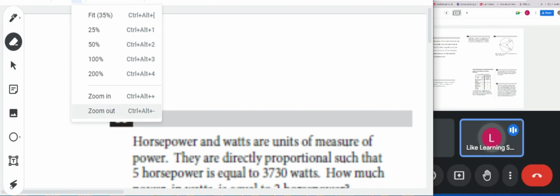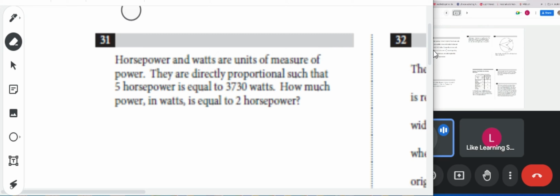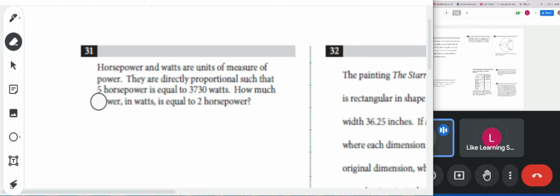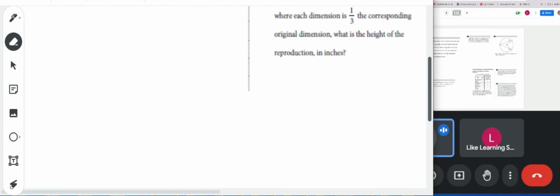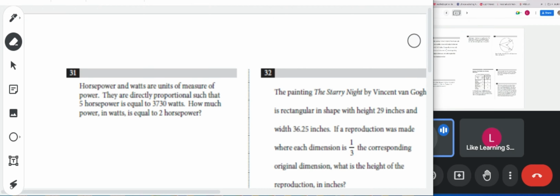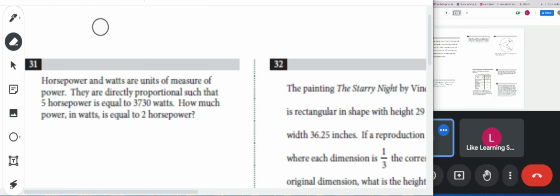Alright, let's read it out. Horsepower and watts are units of measure of power. They are directly proportional, such that 5 horsepower is equal to 3730 watts. How much power in watts is equal to 2 horsepower? Okay, I think I know how to do this one.